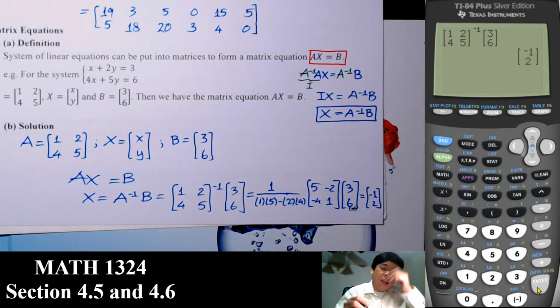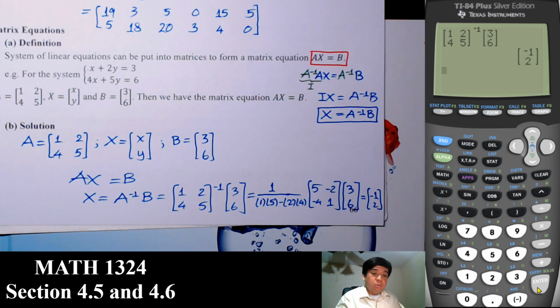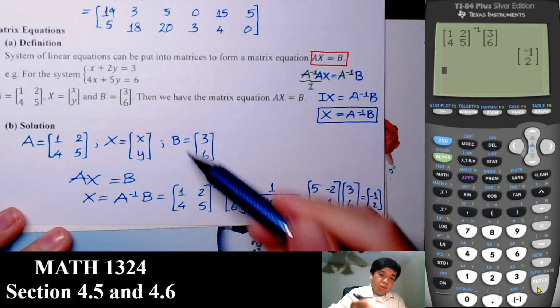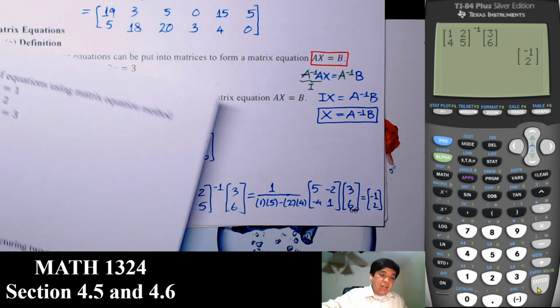So we have the coefficient matrix A, X the matrix of variables, and B the constants on the other side. With that we have AX equal to B, and in that case X is equal to A inverse times B.